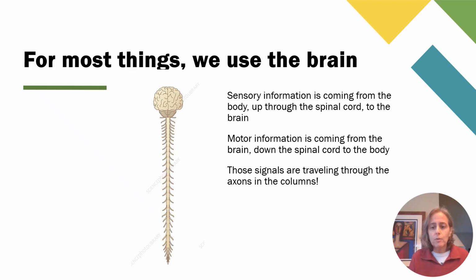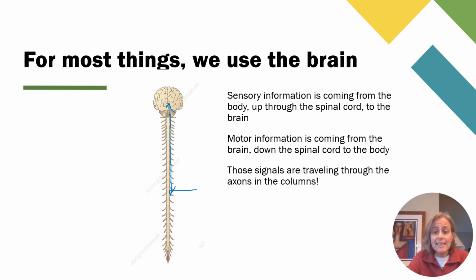Now, for most things, we use the brain, right? So we're consciously aware of things. We're consciously deciding to do things. So that means if I've got a sensory neuron axon coming in here, right, it's going to synapse with another neuron, which is then going to send that signal up through the spinal cord, through those columns that we talked about of white matter, up to the brain.